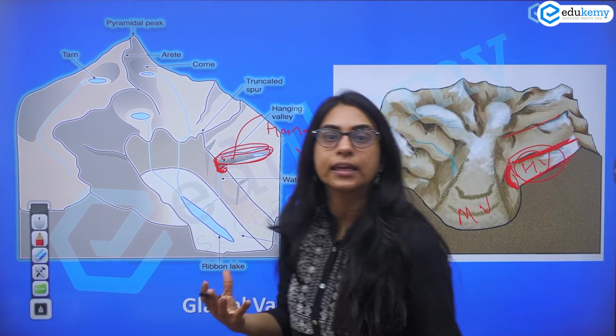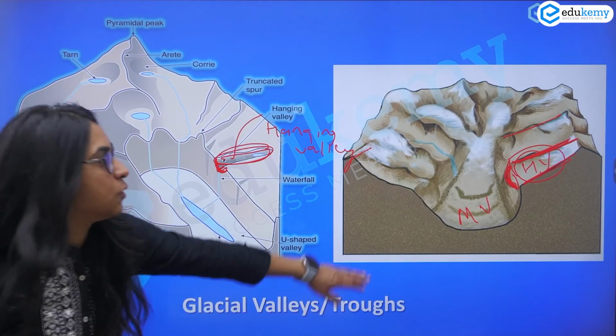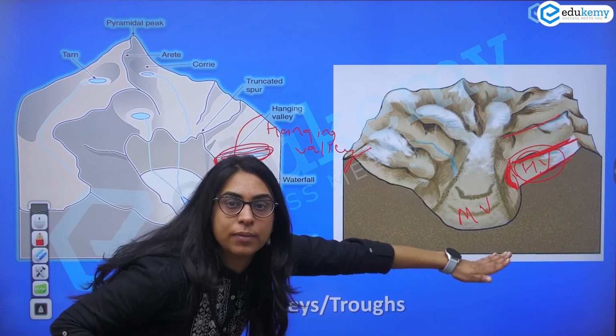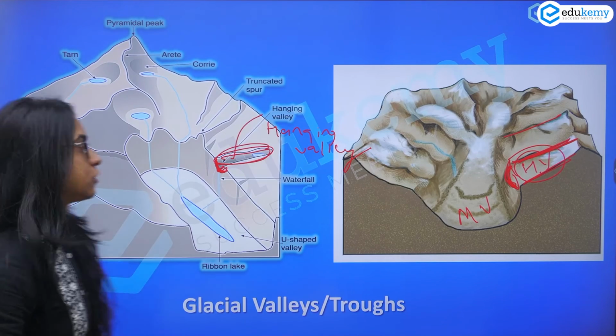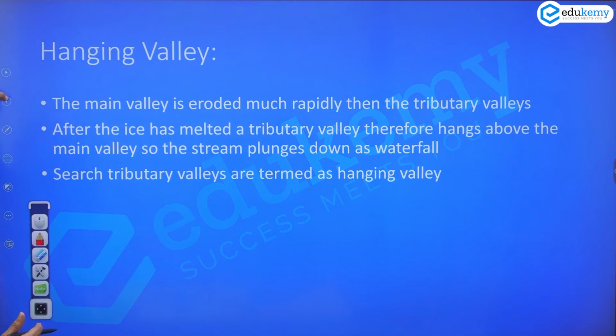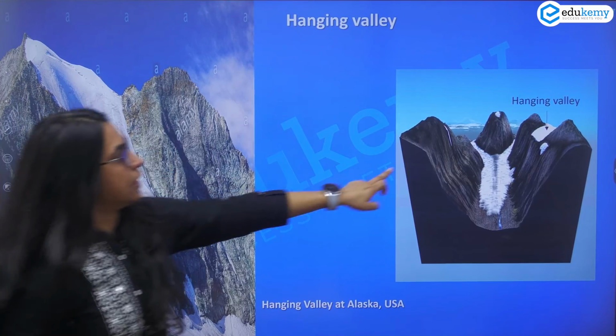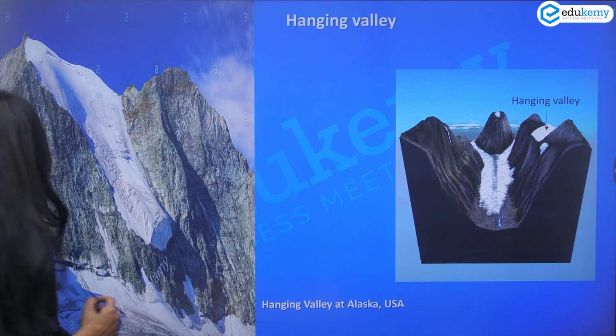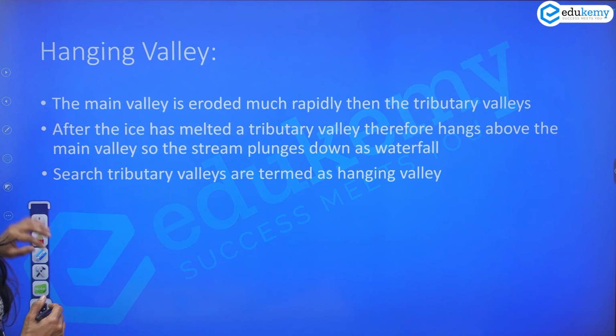Why is it called hanging? Because it is hanging above the main valley. This is the main valley. It is hanging above the main valley, therefore hanging valley. So what is a hanging valley? Here also you can see, this is the main valley, this is the hanging valley. And if you have to read something about hanging valley, you can read this.